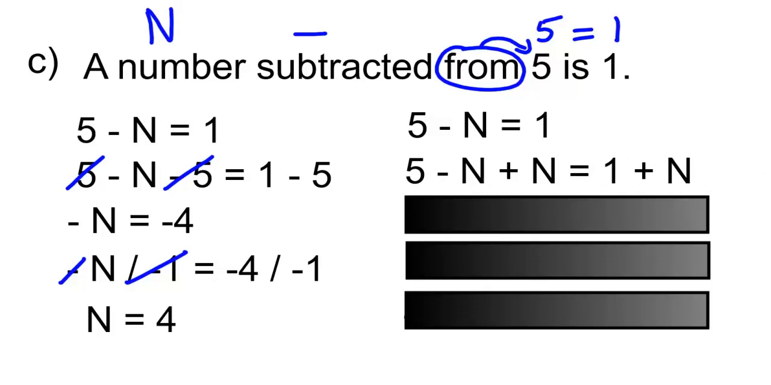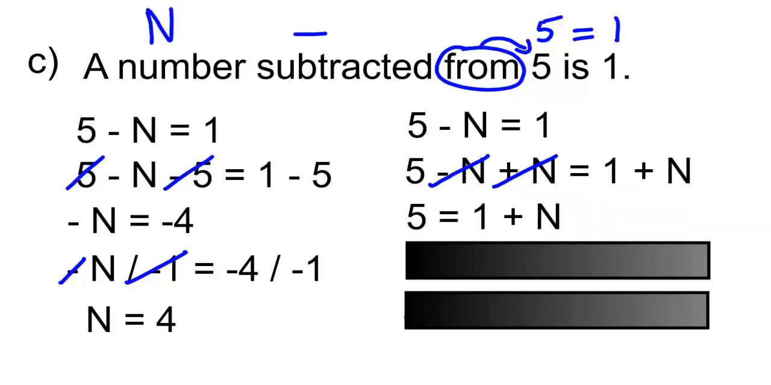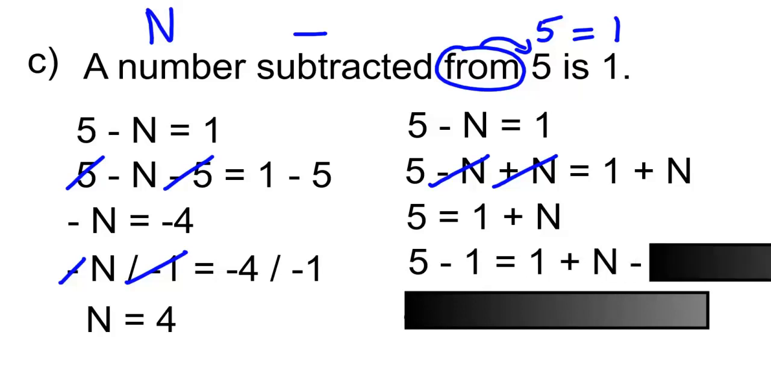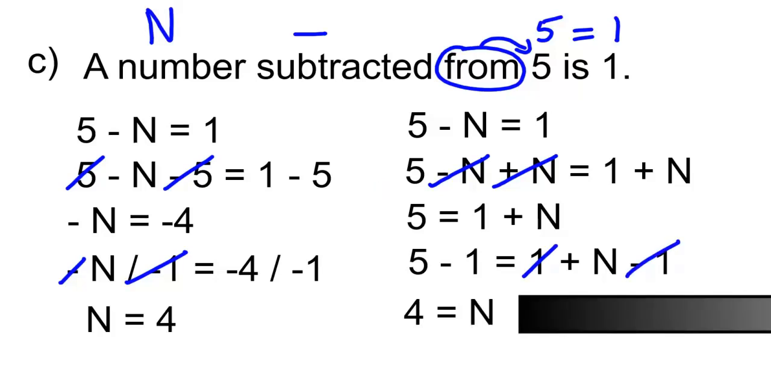So negative n and positive n will cancel, leaving you with 5. And that equals 1 plus n. Now we will remove the 1 from the right-hand side by subtracting 1, which means we have to subtract 1 from the left-hand side. So 5 minus 1 is equal to n, 1 plus n minus 1. 5 minus 1 is 4. And the plus 1 and minus 1 will cancel, leaving you with n. And therefore 4 is equal to n.